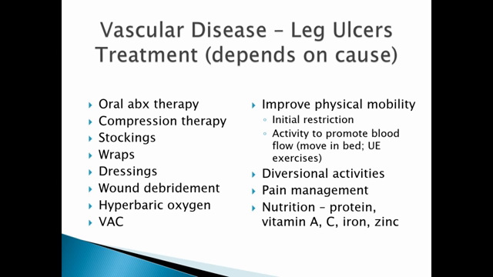We certainly want to improve physical mobility. Initially, it might be restricted depending on how severe the ulcer is, but we always want to look at activity to promote blood flow. Again, if we don't do something here, this can very easily turn into an amputation situation. So we really need to be proactive with this. Pain management is important. Nutrition is going to be important in helping to provide the building blocks to heal these wounds. So, thinking about protein, your vitamin A, your vitamin C, your iron, your zinc.